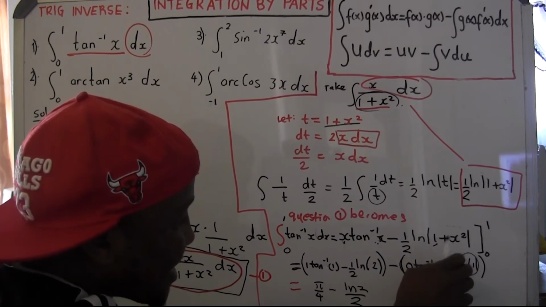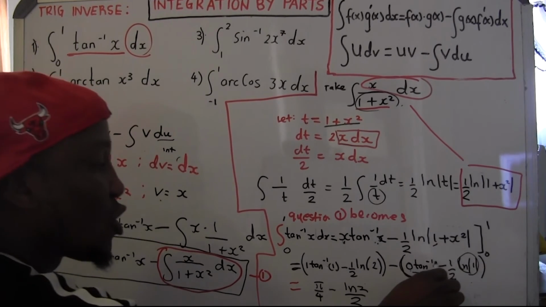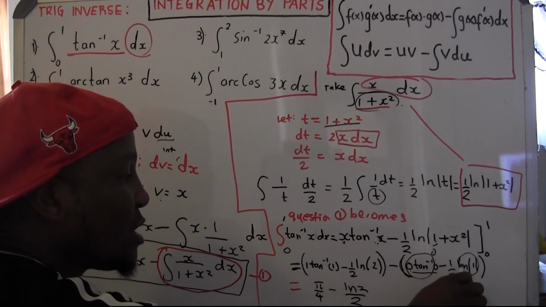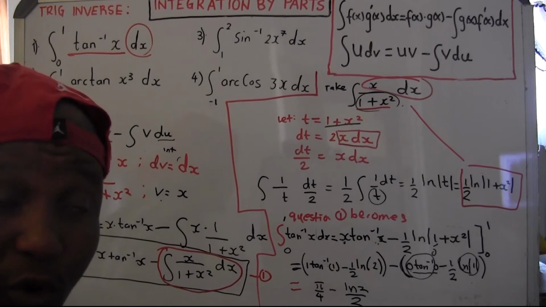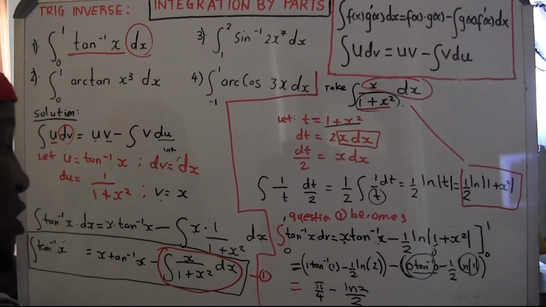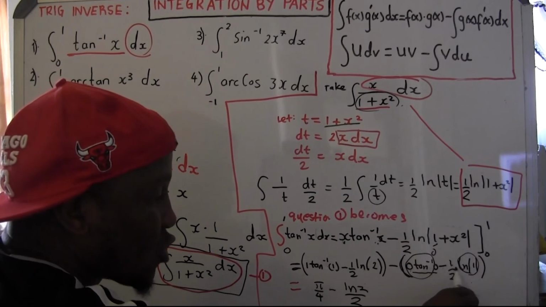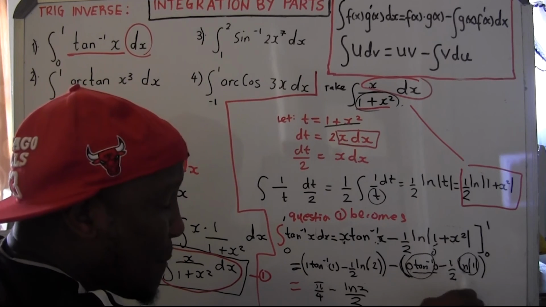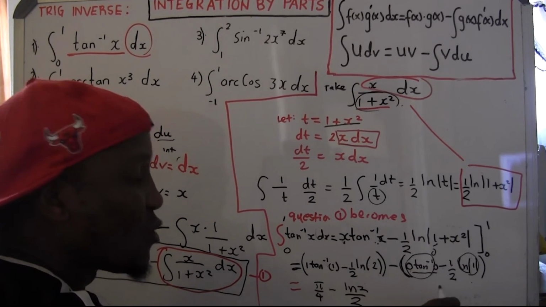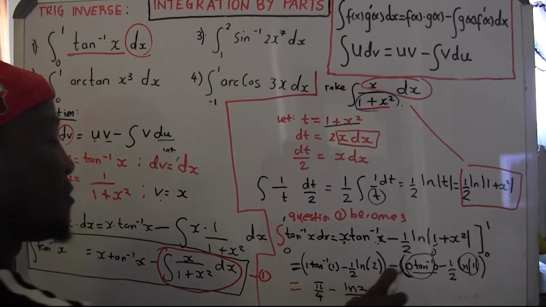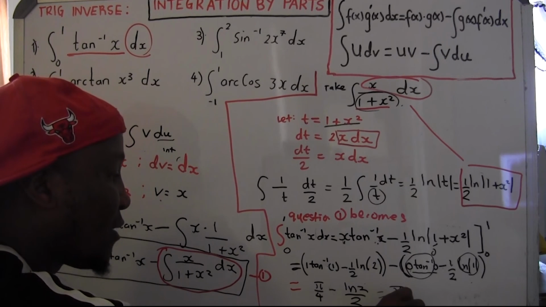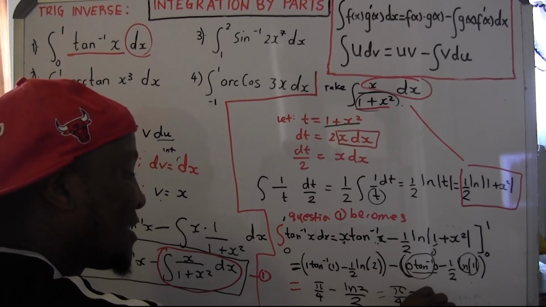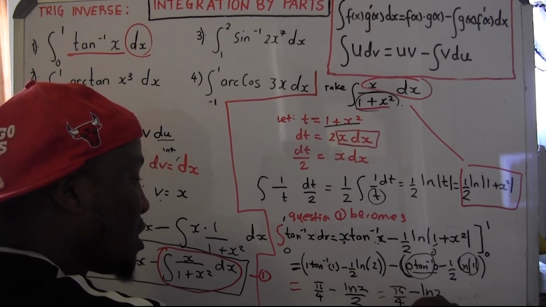Now we come to the right hand side. 0 times anything is 0. So all this part here equal to 0. Now minus a half ln of 1. Ln of 1, plug in a calculator, is going to give you 0. So half times 0 equal to 0. So 0 minus 0 equal to 0. So I don't need anything here because it's 0. So this is going to be equal to pi over 4 minus ln of 2 over 2.